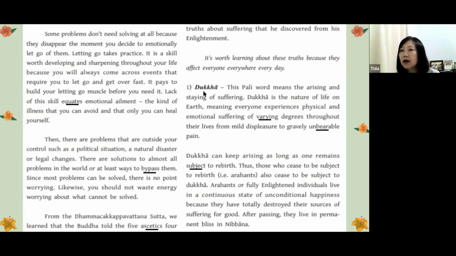First, dukkha. This Pali word means the arising and staying of suffering. Dukkha is the nature of life on earth, meaning everyone experiences physical and emotional suffering of varying degrees throughout their lives, from mild displeasure to grave unbearable pain.